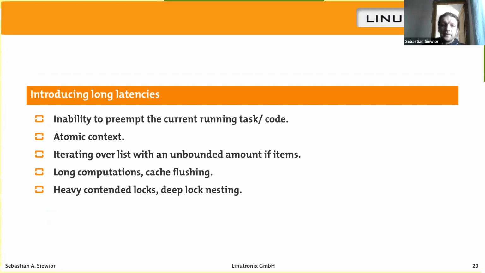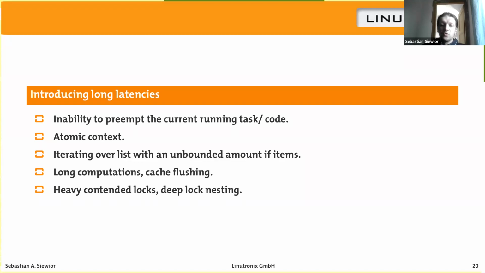So like the previous example with the console that takes a lot of time to print, all this is introducing long latency for the user if we are not able to schedule. And basically something like a preemption disabled region is what we call an atomic context.